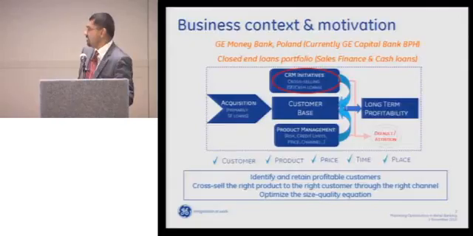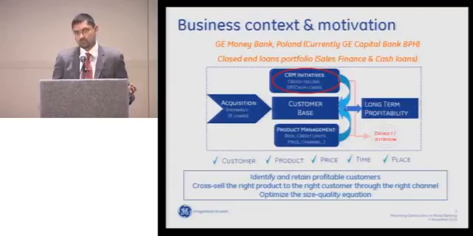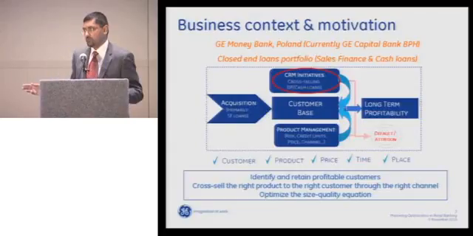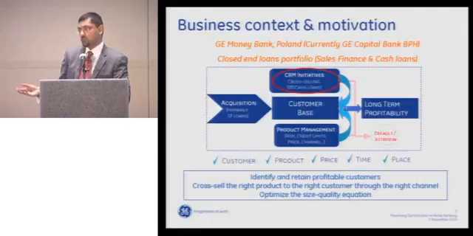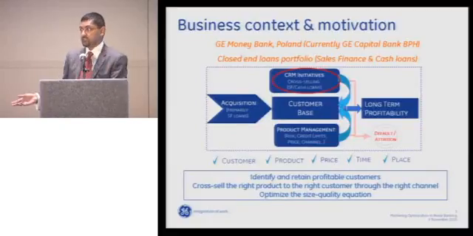Let me spend some time giving you an idea of the business context itself. GE Money Bank Poland is an entity that acquired its customers primarily through sales finance loans. So imagine that there is a fellow who walks into a high-end electronics store and decides to buy a television. GE helps him finance that purchase through a sales finance loan. So it's now got a customer on its books. The trouble is that once the loan gets over, the relationship gets over unless you're able to sell something else. So how do you figure out what to sell?